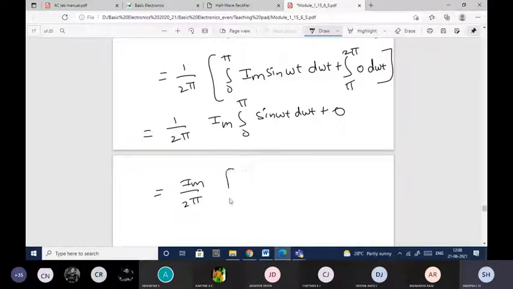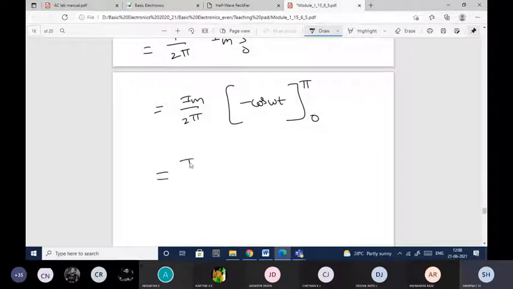Now what is the integration of sine? Integral of sine is minus cos omega t, and the upper and lower limits are 0 to pi. Okay, so now I need to substitute this upper limit and the lower limit. So Im by 2 pi is nothing but minus, I'll take common, so cos pi minus cos 0.